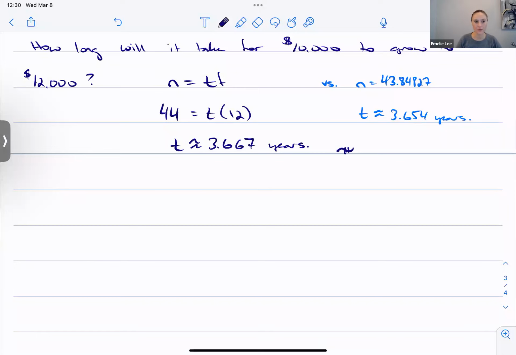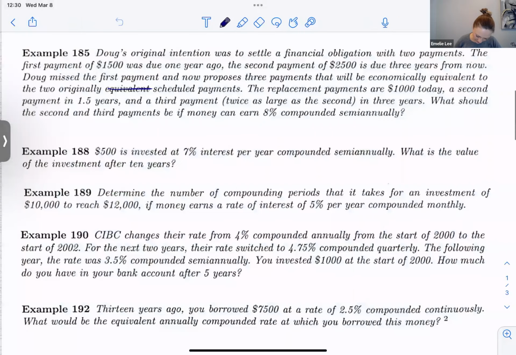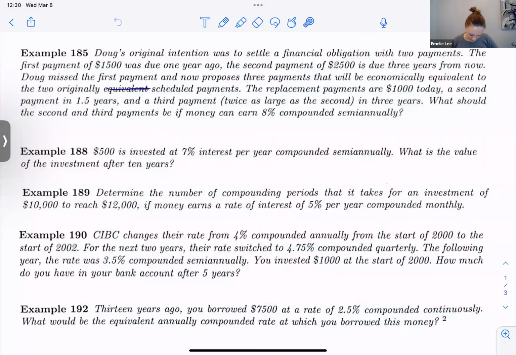Call that the end of our review. It was just finishing the question we started last day. Let's see what we have in terms of examples here.